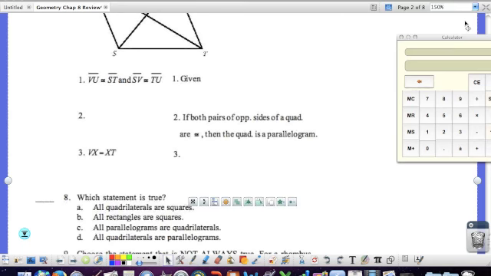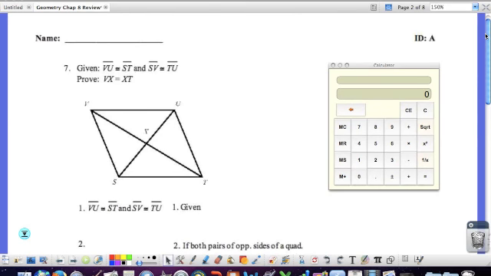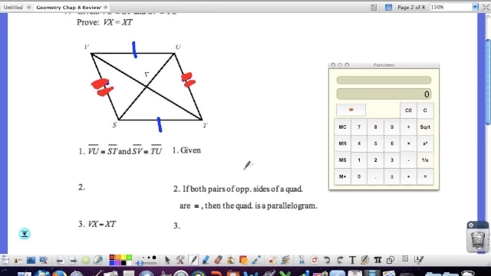We have a proof here. I'm trying to get my scroll up here. Next page. We're given that VU is congruent to ST. So I'm going to start marking this up. VU is congruent to ST. And SV is congruent to TU. Looking at this, we know that this must be a parallelogram. And we know that because both pairs of opposite sides of a quadrilateral are congruent, and the quadrilateral is a parallelogram.